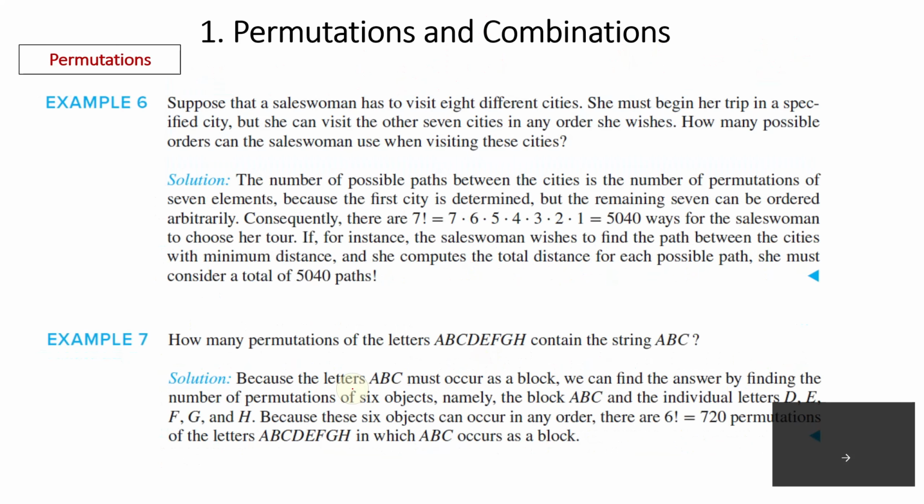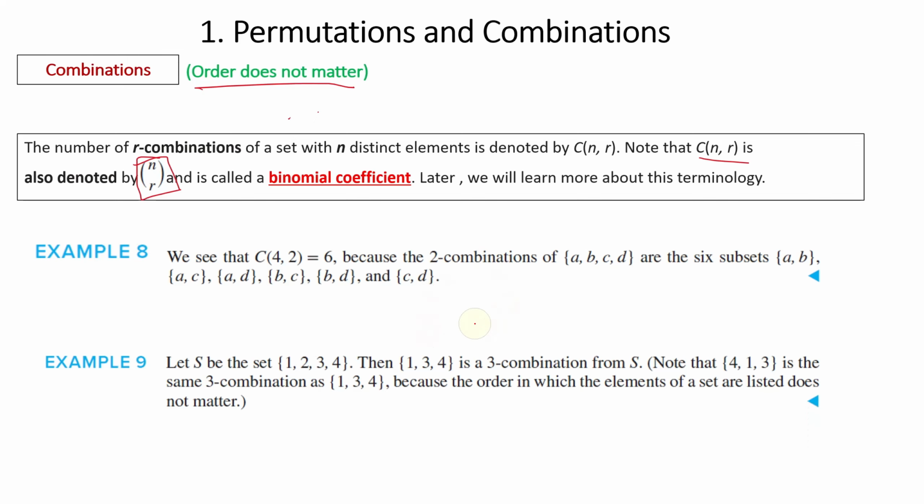Now these ones are where the order matters. Let's check another one where the order does not matter. Let me just do that. So for example, let S be the set 1, 2, 3, 4. Then 1, 3, 4 is a 3-combination from S, note that 4, 1, 3 is the same 3-combination as 1, 3, 4 because of the combination element.